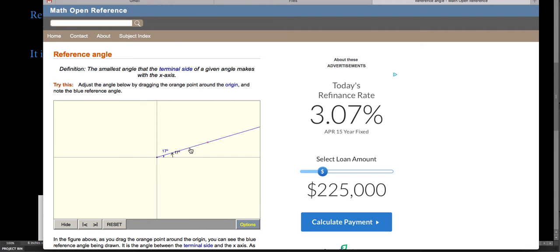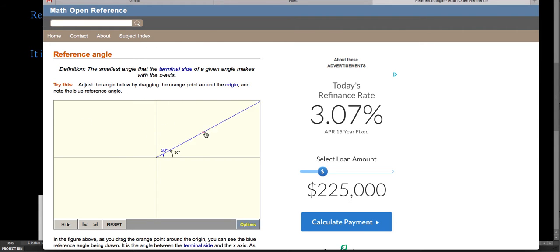Some things are worth mentioning here. One is that the biggest our reference angle ever gets is 90 degrees, because I couldn't make a bigger angle between my terminal side and the x-axis than 90. Once I cross over into quadrant 2, my reference angle gets smaller than 90 again. And if I go back into quadrant 1, it also gets smaller than 90. The same is true down here. My reference angle could be 90 at most with the x-axis, but as I go either side, you can see that it gets under 90. And the smallest my reference angle can ever get is 0. That would be the smallest angle of rotation I can make between the terminal side and the x-axis, where they coincide at 0 degrees.